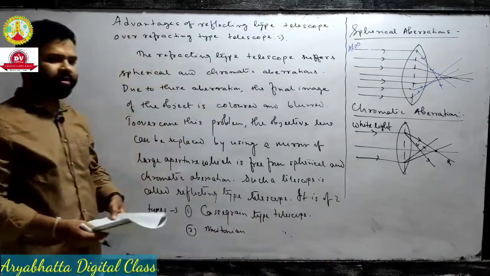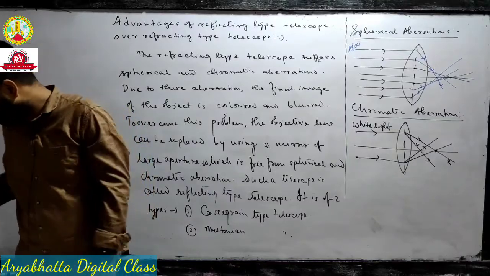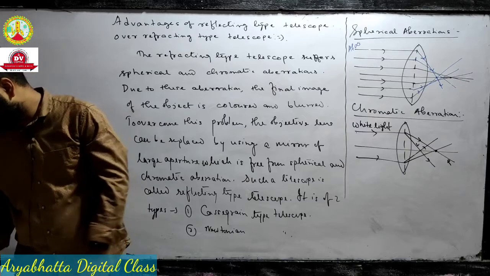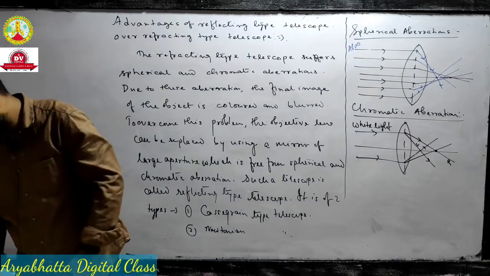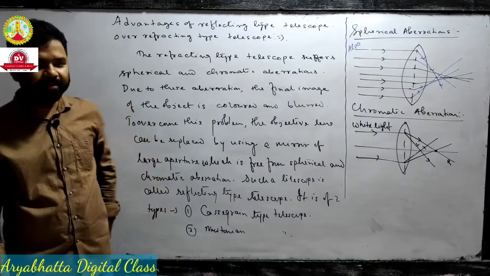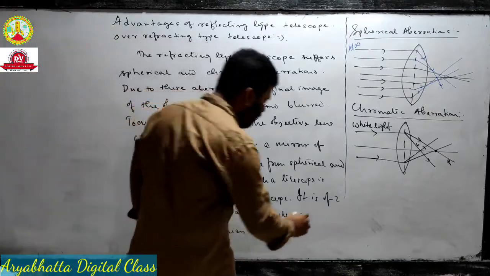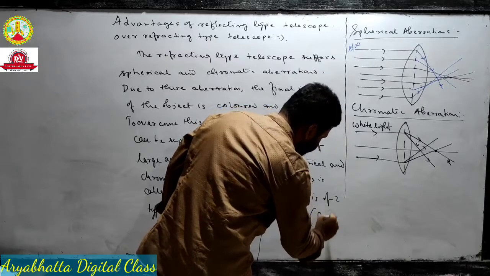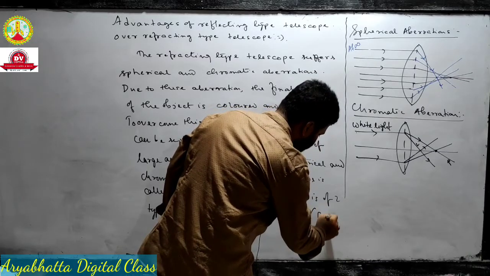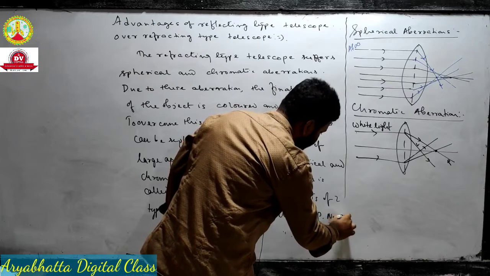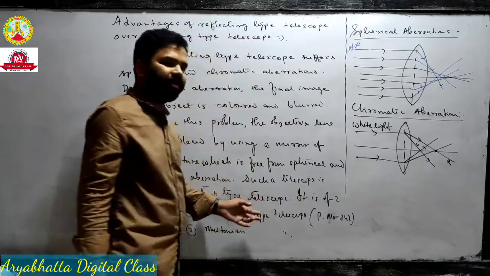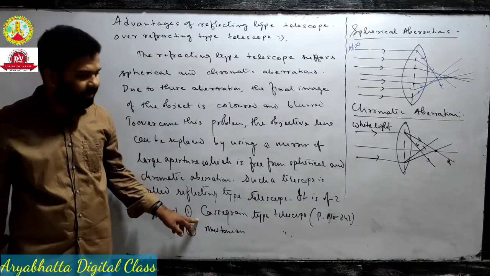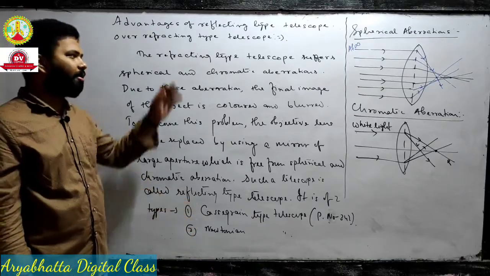Okay, so in your syllabus you have to simply draw the Cassegrain type telescope. So you simply draw the figure of Cassegrain type telescope that is given in your textbook, that is page number 342. You have to simply draw the Cassegrain type telescope, okay. That's all.